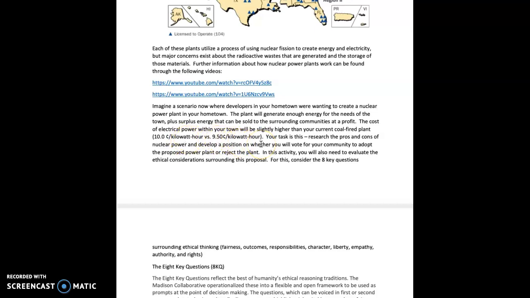So what you're being asked to do is this: research the pros and cons of nuclear power and develop a position. When it comes to a vote in your community, will you be in support of building the nuclear power plant, or will you be against the nuclear power plant? And so there's going to be some research involved. There's going to be some digging that you're going to have to do.